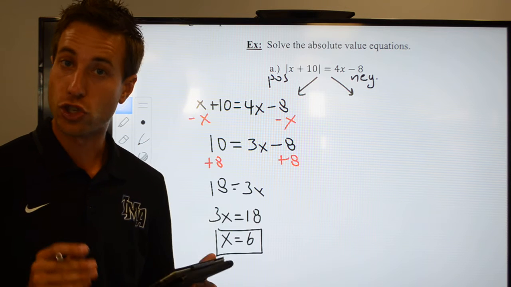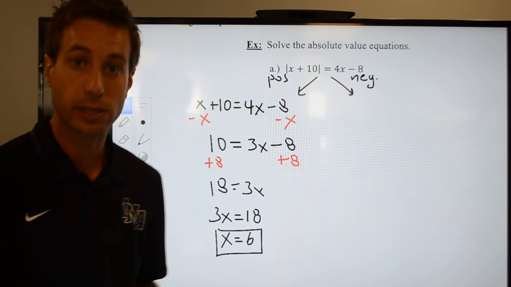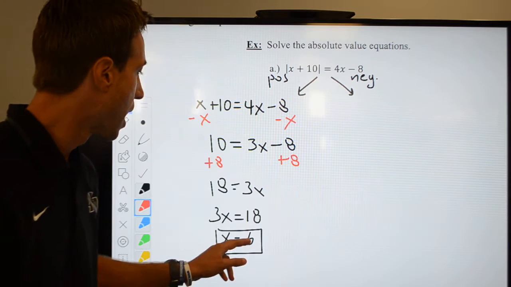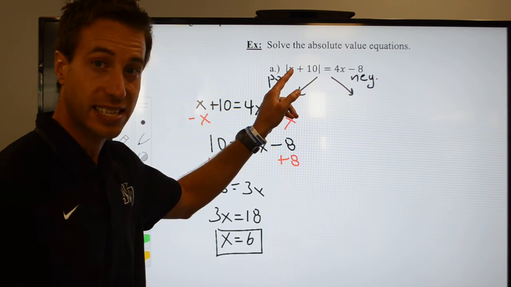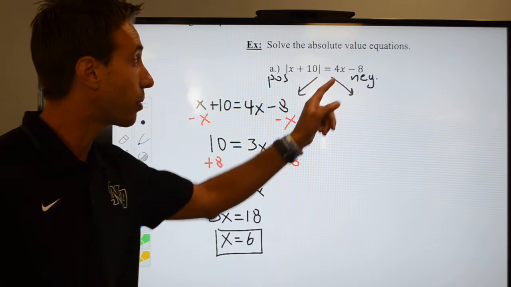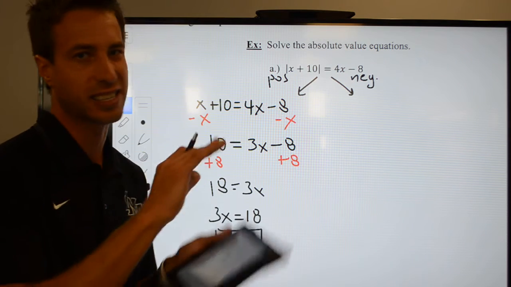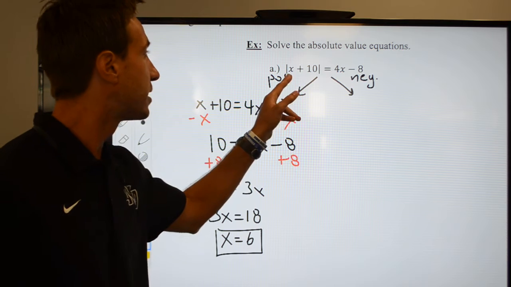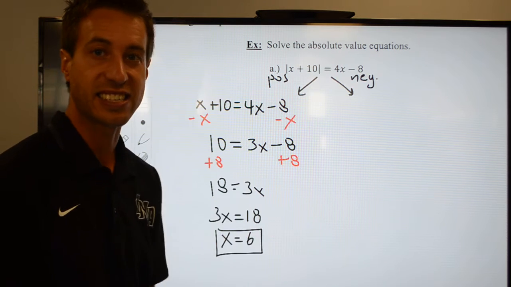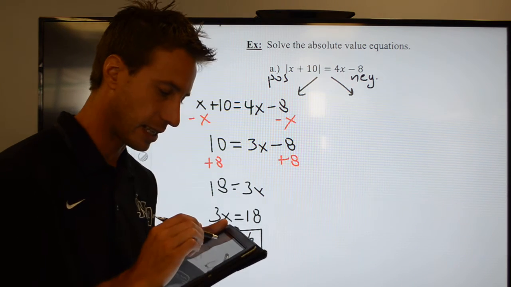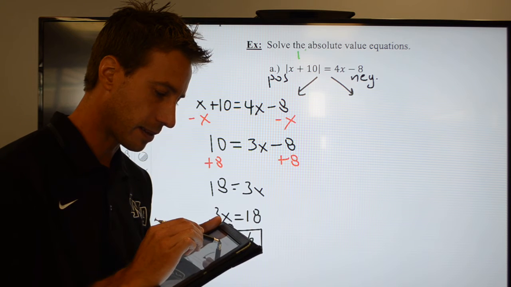Check your answer to make sure it works. Let's do some mental math. I'm going to plug a 6 in for x here, and a 6 for x here. I am going to need to make a little note here because that's a lot of stuff to keep track of. 6 plus 10 is 16, absolute value of 16. I get 16 on this side.